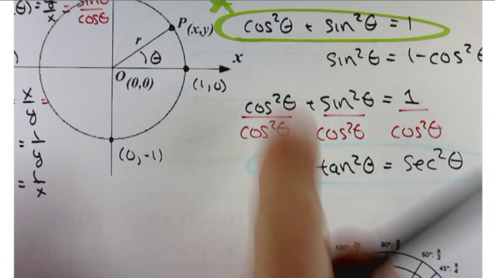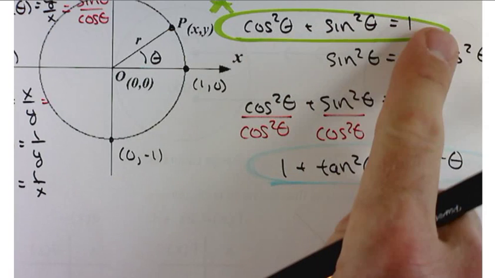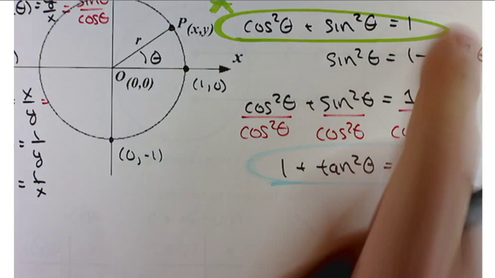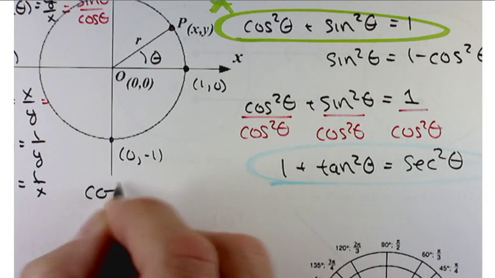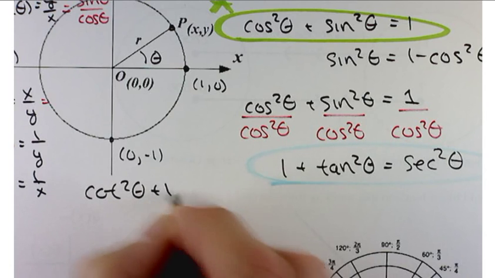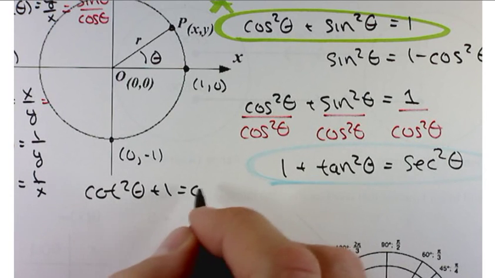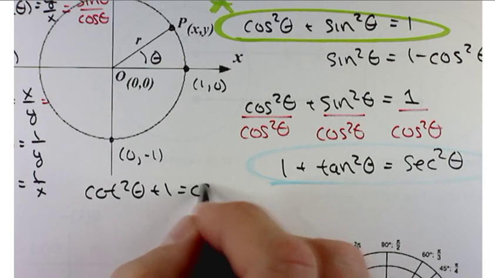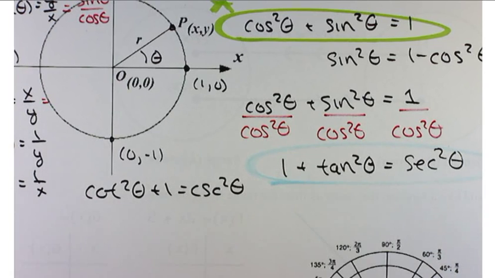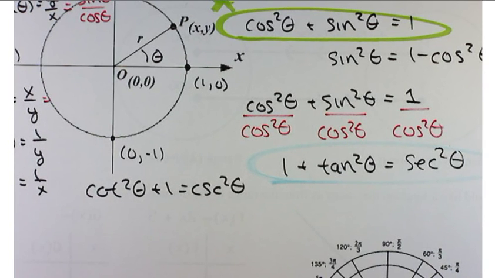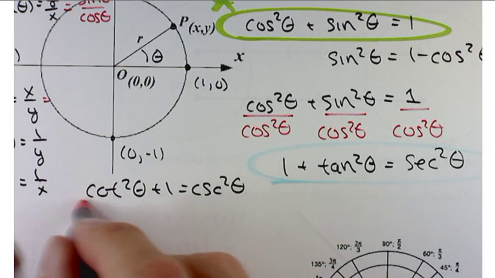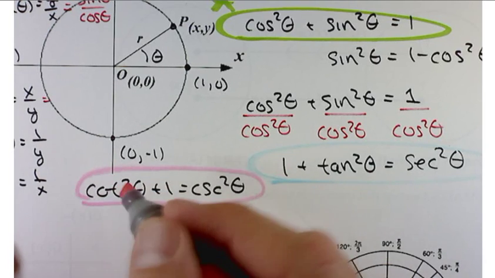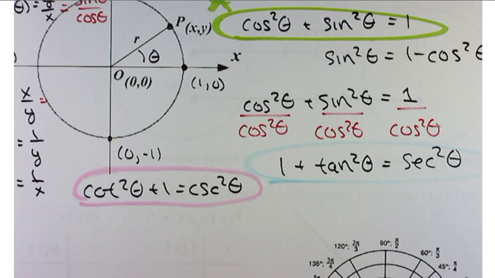What identity do we get when we divide everything through by sine squared? Perfect. Cotangent squared of theta plus 1 equals cosecant squared of theta. So again, you're getting more identities pretty much for free. You don't have to really do too much, and I'm hoping that it's going to be easier than memorizing these things. I mean, you can. Whatever works, you know.